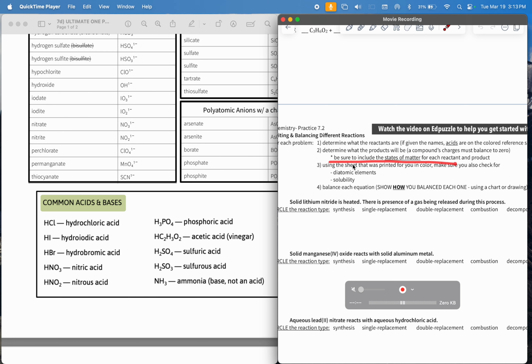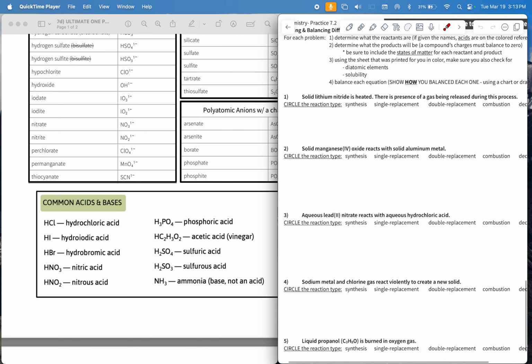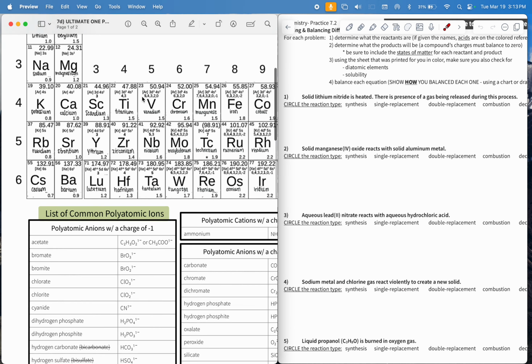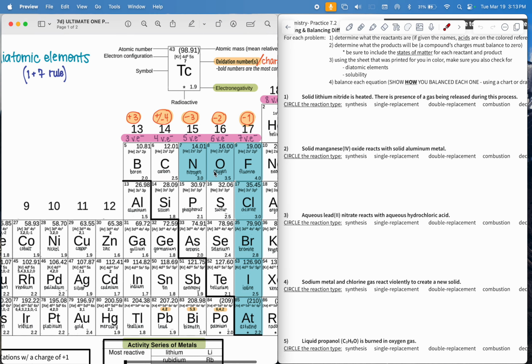The other thing we're needing to do is include the states of matter for each product and reactant. The ones here are given to you in terms of what you're starting with, and then we're going to predict what would happen in this reaction using what we know about these compounds. And then you are going to use this sheet, again, that was printed in color, to make sure you're checking for those diatomic elements. So when those are by themselves, those ones that are highlighted in blue, those will always exist as a set of two when they are alone. It's going to be different when they're bonding with something, but when they're alone in the reaction, they're going to exist as a set of two. So like N2, O2, so on.